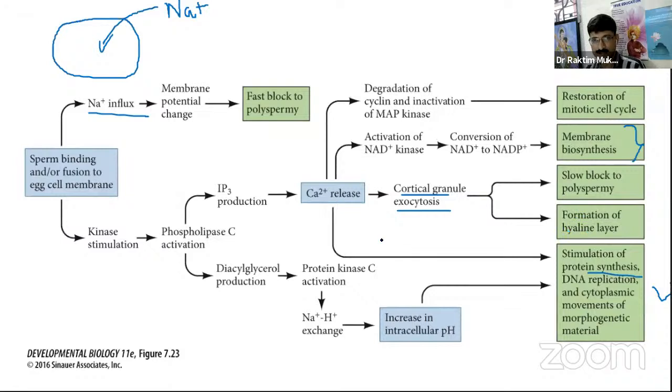So based on this flow chart, several questions are asked on fast and slow block to polyspermy. Maybe in the practice test that I will give, I will include a few questions from fast and slow block to polyspermy. Right now, I am not including.